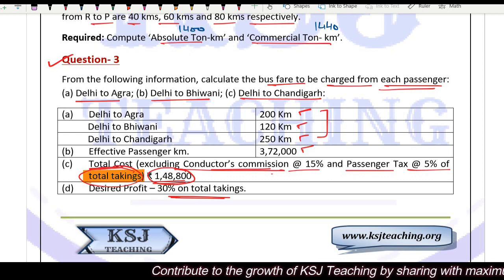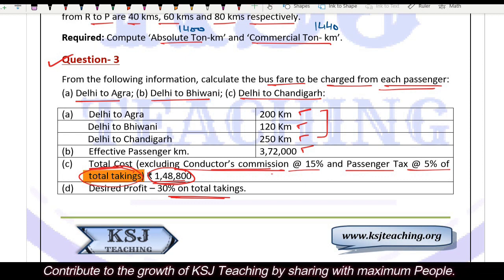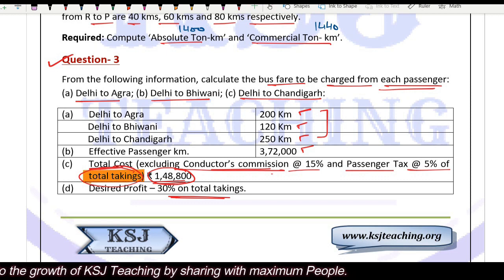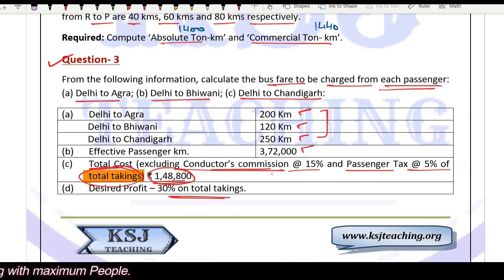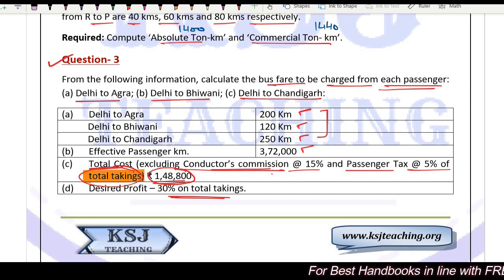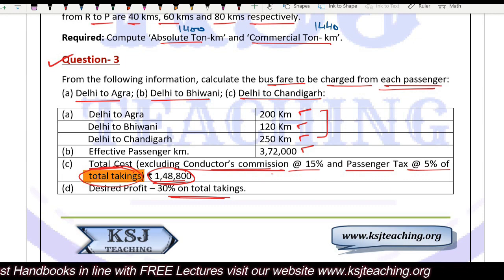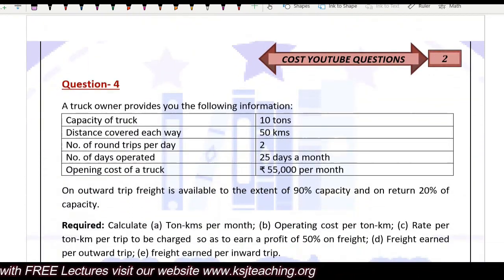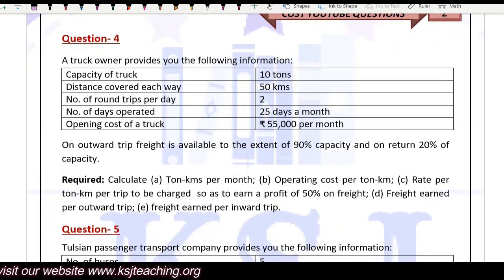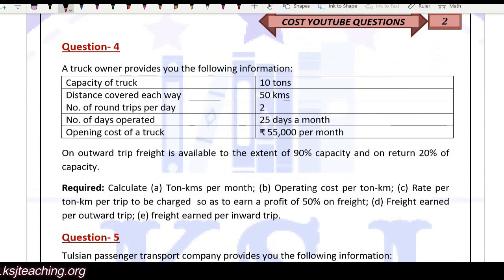And why I have taken up this question is to explain to you what is the meaning of total takings. This is the most important part here, because normally if we get a question from service costing, it is quite a possibility that you will get a question where this total takings part is covered like this, right? So to make you understand how this thing happens, let's see question number 4 now. Coming to question number 4.